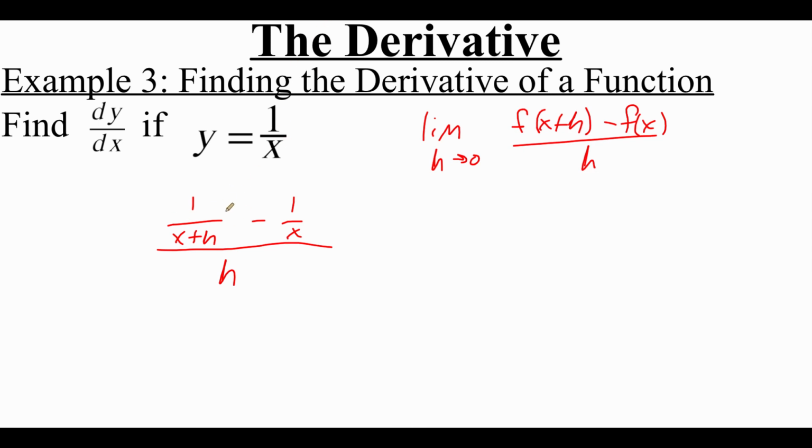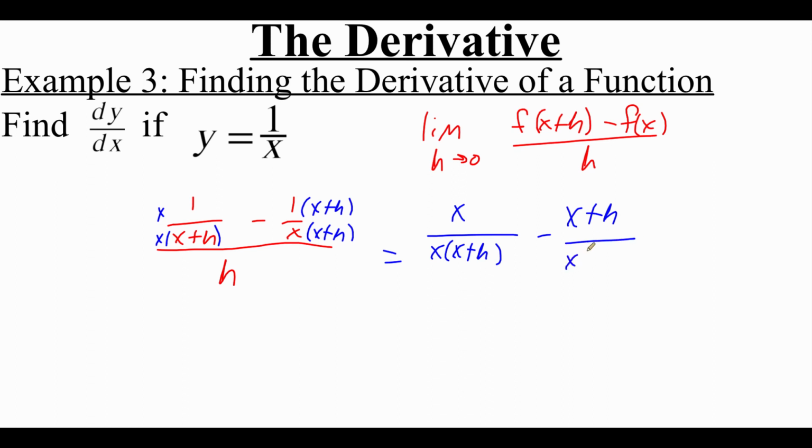Now with these fractions on top, we're going to need common denominators in order to put them together. So I'm going to multiply this first fraction by x on top and on bottom, and I'm going to multiply this second fraction by x plus h on top and on bottom. So what that's going to leave me with is x over x times x plus h minus x plus h over x times x plus h, and this is all still over h.